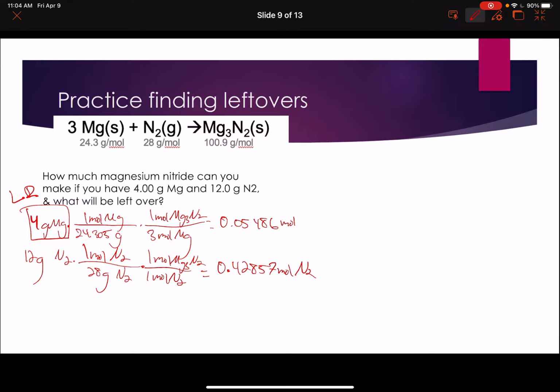Perfect. And now we want to use this. This one doesn't matter anymore, right? Because we know that's in excess. This is what's actually going to determine the amount of reaction, because this is all we have. It's what's limiting us. So we're going to take these moles and put them into our mole fraction to find out how much of our excess will be left over. So how many moles of nitrogen: there's 1 mole of N2 to 3 moles of Mg.